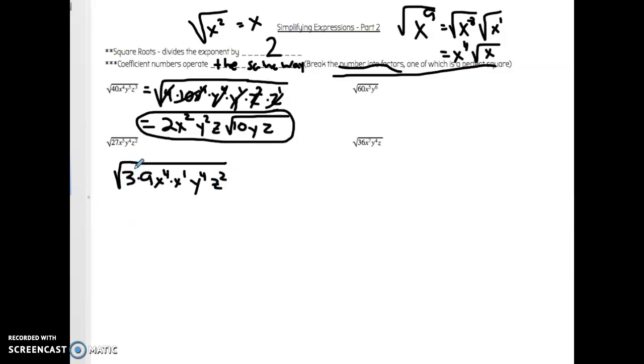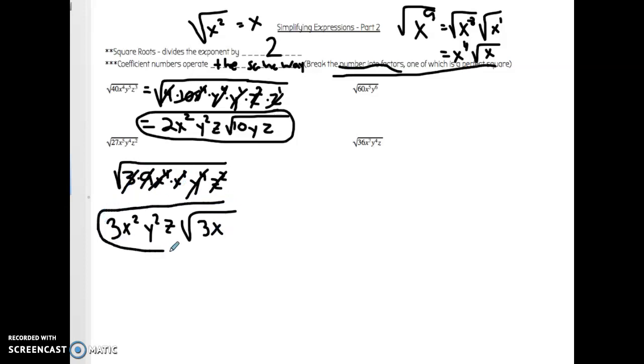I cannot take the square root of 3. I'll leave that. I can take the square root of 9. That is 3. The square root of x to the 4th power is x squared. It's just divided by 2. I can't do anything with that, so that's going to stay. The square root of y^4 is y squared. The square root of z squared is z. Everything that's left is going to stay inside, so 3 and x. That's my answer. All right, I'm going to have you pause and try the next one here, the 60.